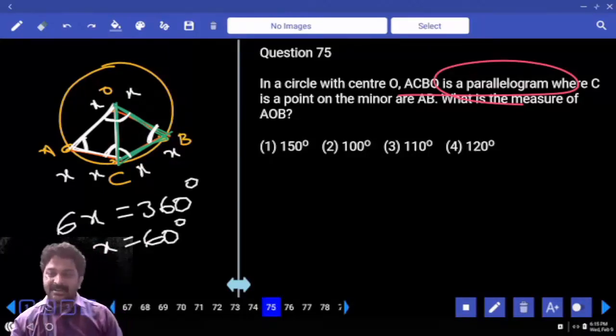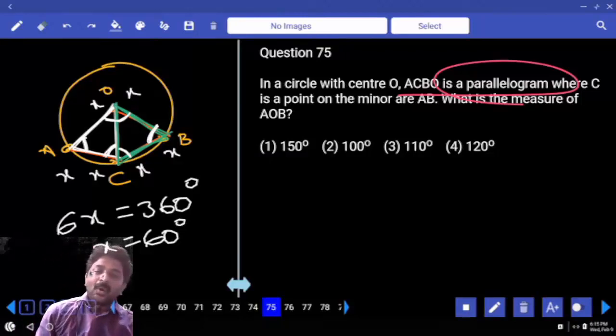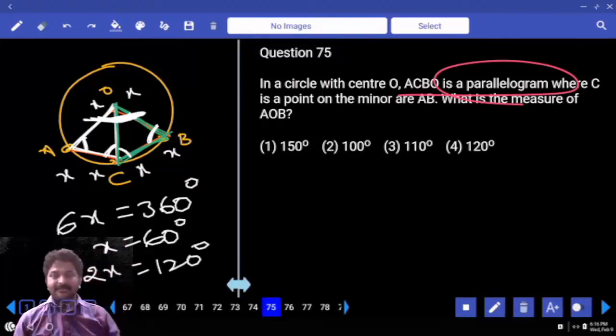Now what is your question? The measure of angle AOB is 2x. Then 2x is equal to 120 degrees. That's all. Done everybody?